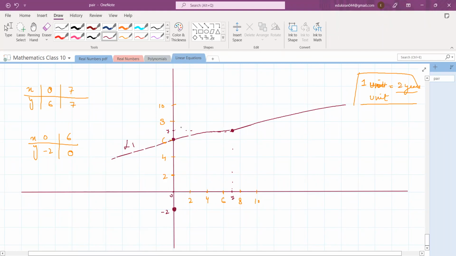Please mark the coordinates also. I just forgot to write. So this one was 7, 7. And this one was 0 and 6, right? And this coordinate is 0 and minus 2. Okay. Next, when X is 6, Y is 0. So that means this point. So these are the coordinates 6 and 0. Clear? Now join them. Now somewhere you will be able to see that the lines will intersect like this. Clear?